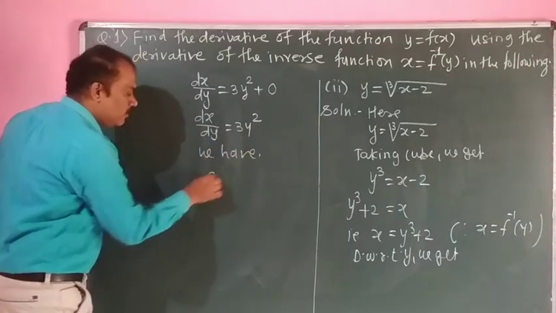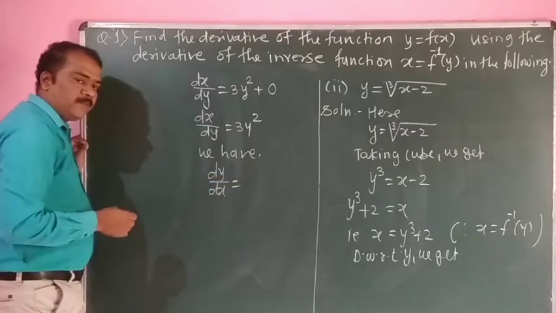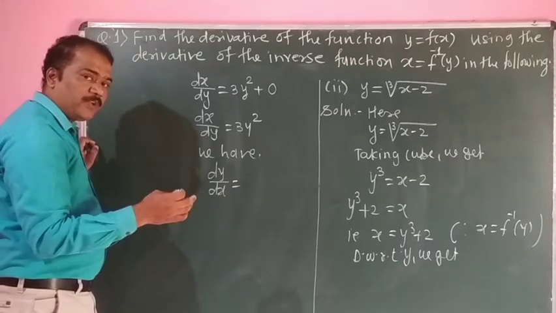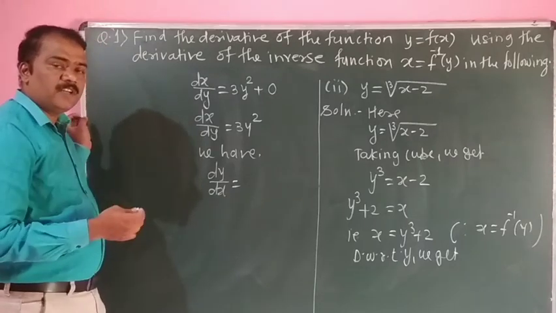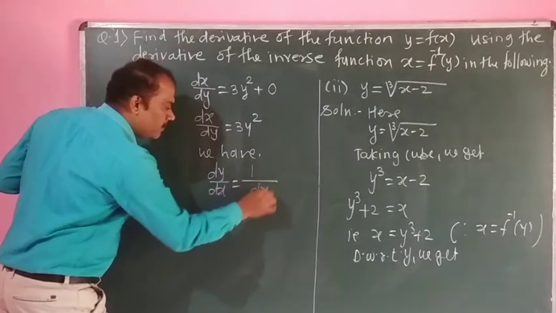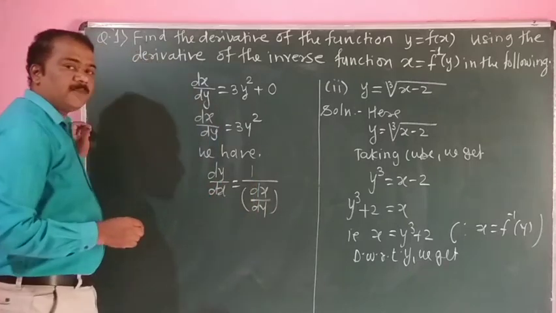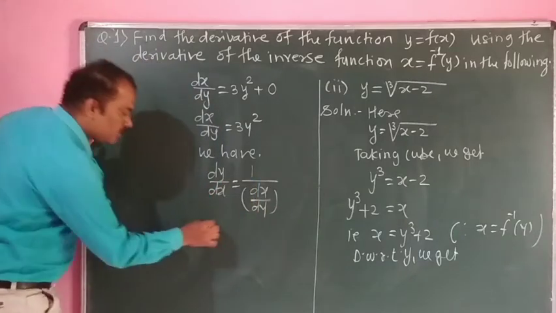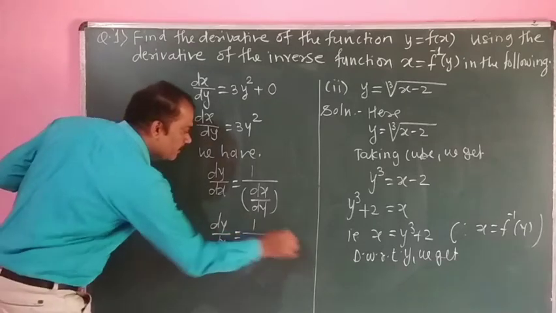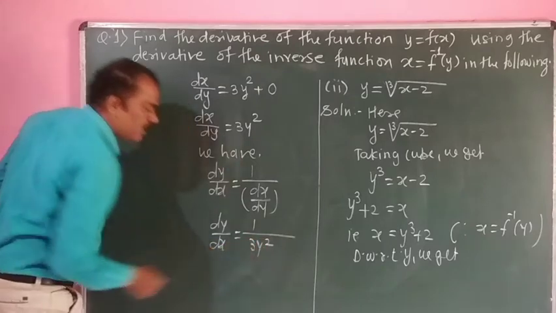We want to find dy by dx. According to that theorem, we can express dy by dx in terms of dx by dy, and also dx by dy in terms of dy by dx. So by using that theorem, we can write 1 upon dx by dy, with the condition that dx by dy is never equal to 0. So we get dy by dx is equal to, what is the value of dx by dy? It is nothing but 3y squared.